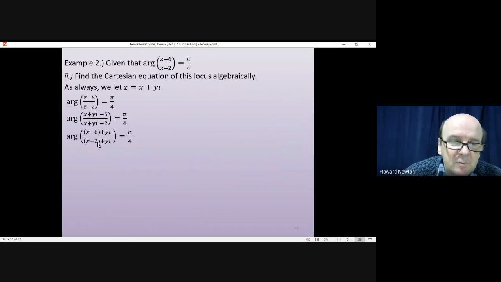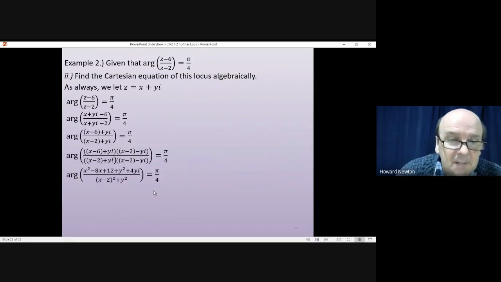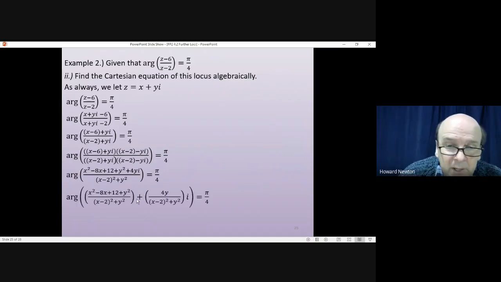Now, the way you make the denominator of a fraction a real number, when you've got a complex number on the top and a complex number on the bottom, is to multiply by the complex conjugate of the denominator, both the top and the bottom. So what we do at this point is we multiply the top and bottom of this fraction by the complex conjugate of the denominator. When we multiply out those brackets, that will simplify to that. Now, splitting up the real and the imaginary parts gives us that.